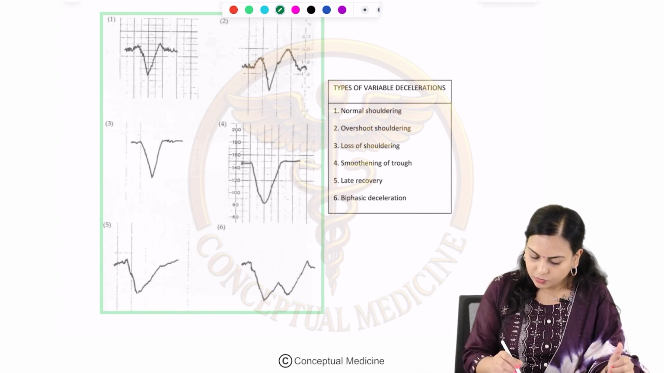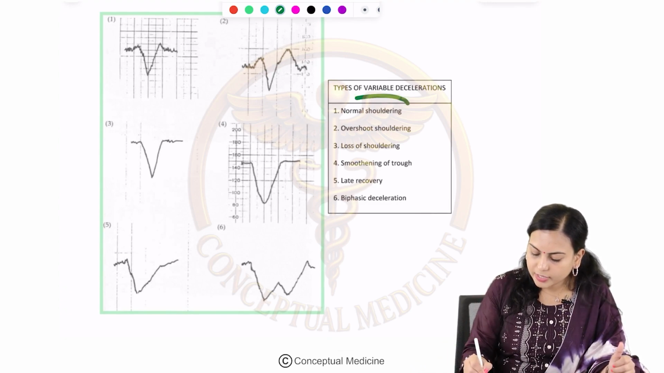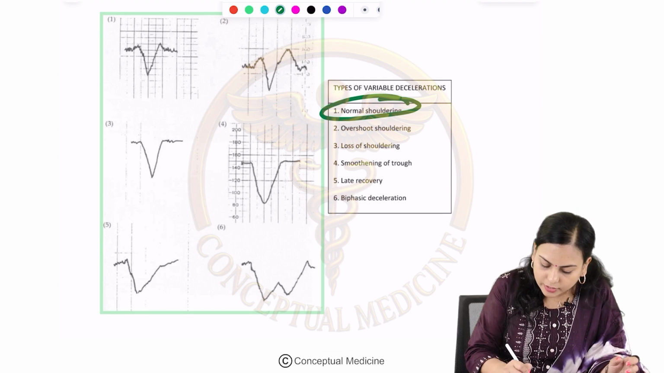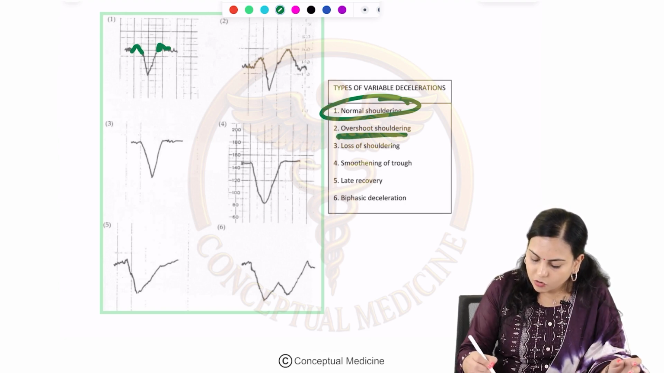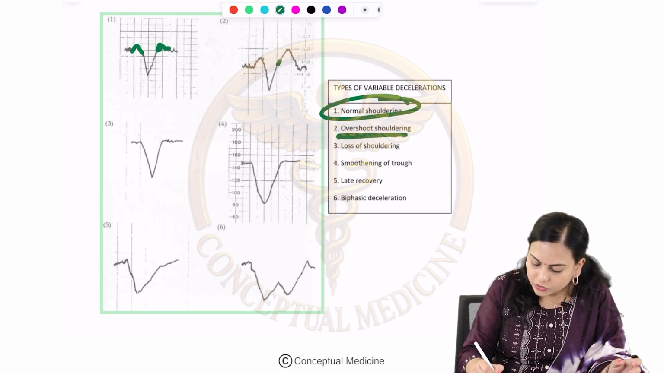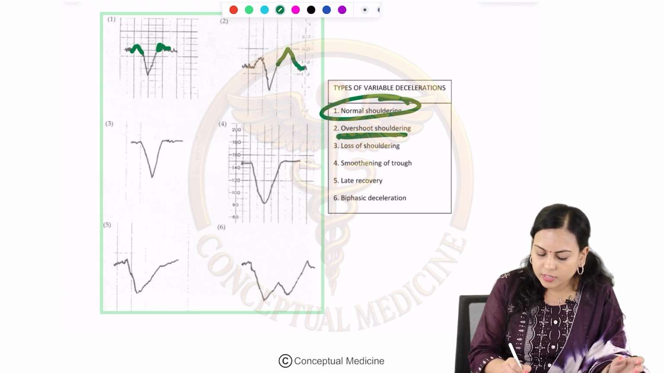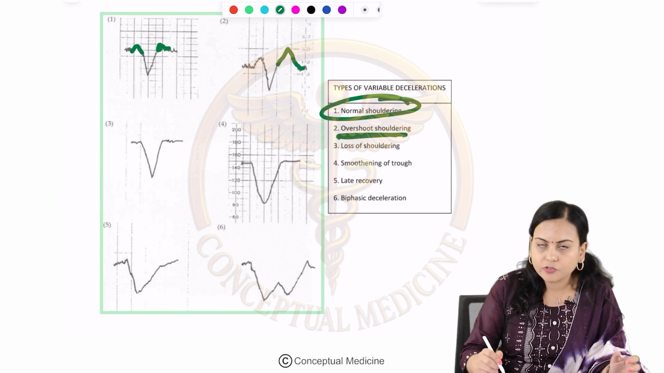Also remember, in variable decelerations, you have many types of variable decelerations. So you can have a normal shouldering type of variable deceleration. Normal shouldering means this peak. So this is the normal shouldering, whereas this is an overshoot shouldering. The shoulder that is happening here has overshot. So this is the normal range of shouldering, but this has gone beyond that.